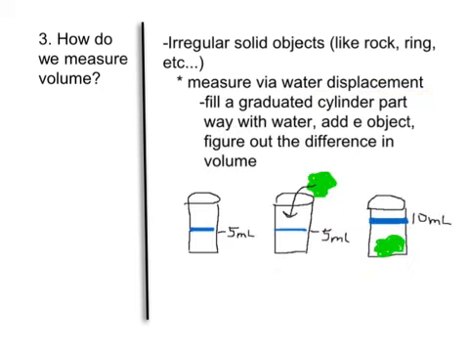Okay, so if you see here, we've got a little scenario with our graduated cylinders, and we start with, okay, here's our number 1. We start with just a graduated cylinder filled up part way with water. So in this case, we have 5 milliliters of water. Then we're going to go to step number 2, where we drop our object. In this case, it's a little green rock, or we carefully place, I should say, not drop, our irregular solid object into the graduated cylinder.